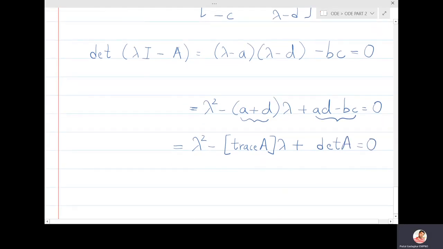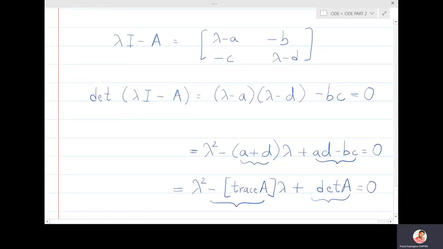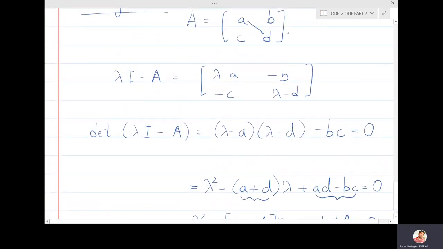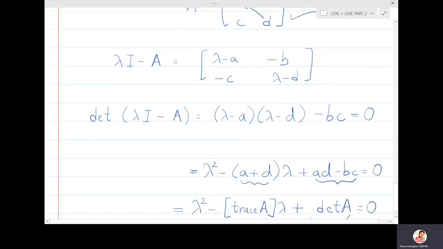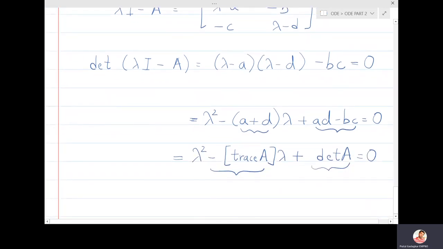So remember, the coefficient of lambda is minus the trace. What is the trace? The trace is the sum of the diagonal elements, and the determinant of the above matrix is ad minus bc. This is one of the quickest ways to calculate the characteristic polynomial as soon as we get the matrix.